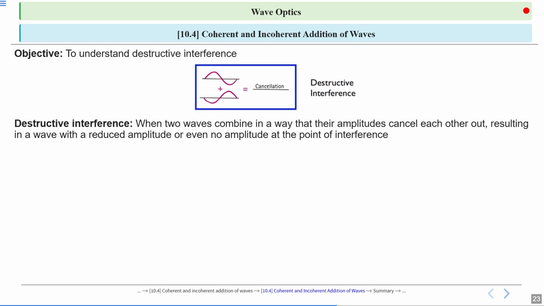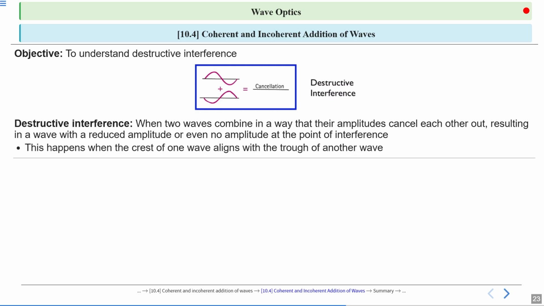It is not always that displacement will be equal to 0. Resultant displacement will not always be equal to 0. It will be reduced in the case of destructive interference, and complete cancellation, or resultant displacement equal to 0, is one of the cases, or even no amplitude at the point of interference. This happens when the crest of one wave aligns with the trough of another wave.